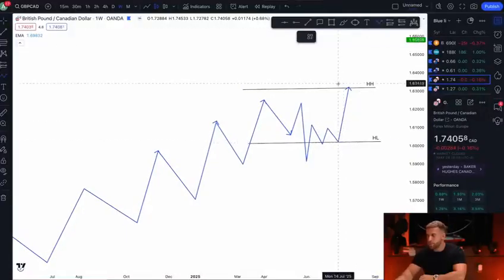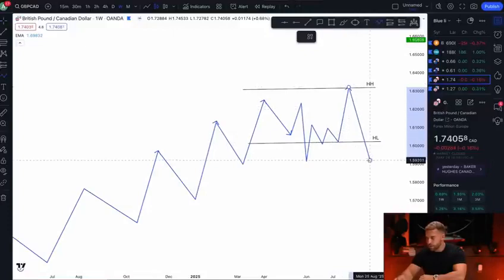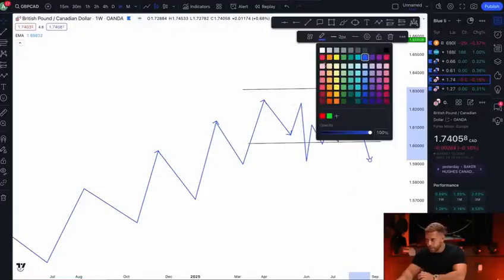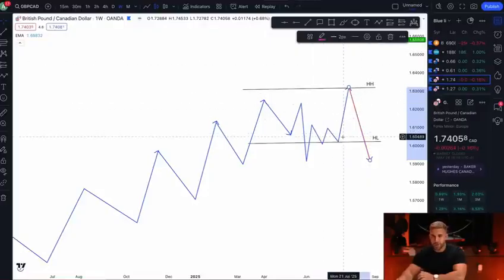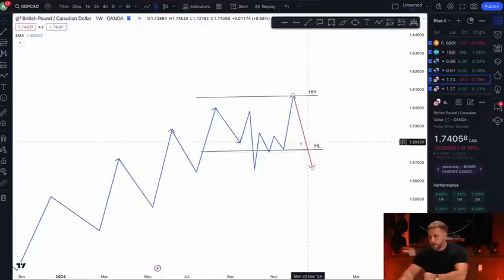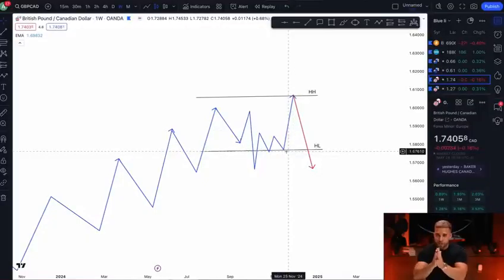Now, the moment we break under this point, this market has completely shifted to the downside because we have broken under the higher low. So the moment we body close under this higher low, now we are bearish. When we are bearish, it is mandatory to have a lower low and a lower high.